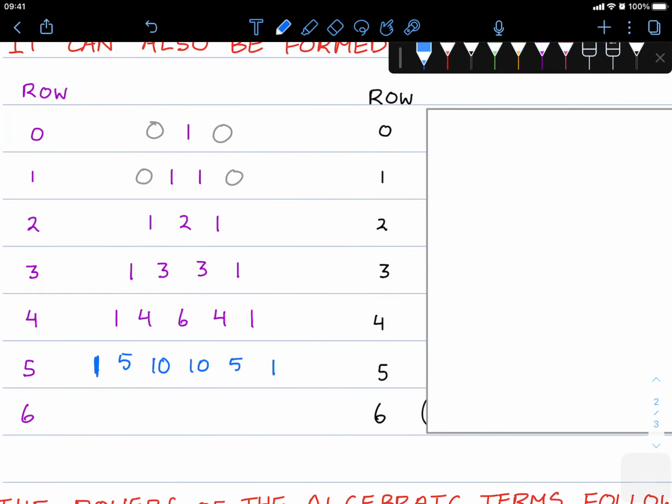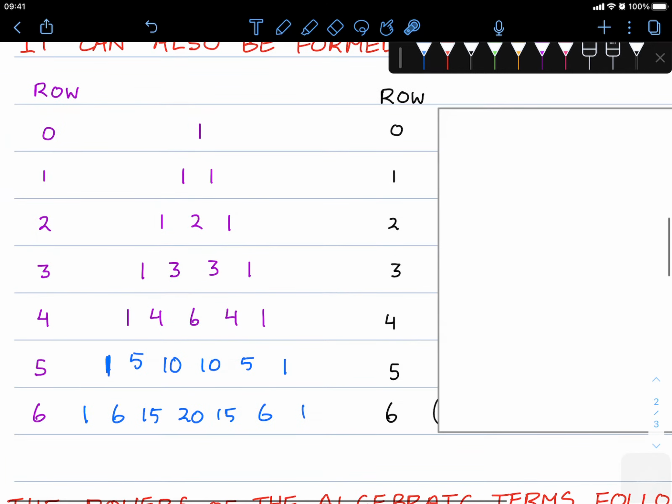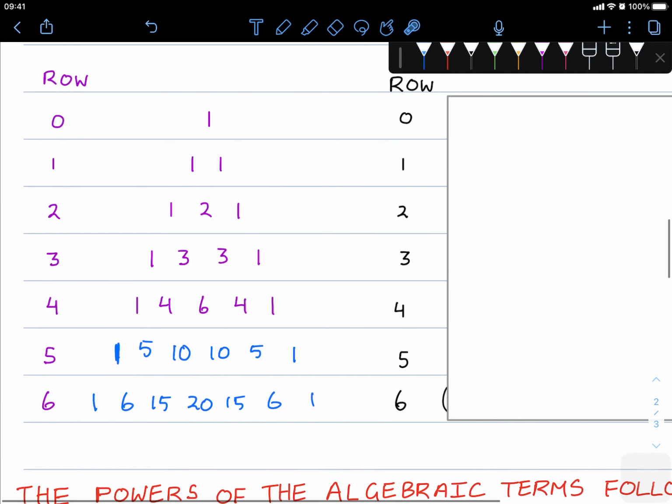We'll find the next row once again. 1. 1 plus 5 is 6. 5 plus 10 is 15. 10 plus 10 is 20. And then it actually mirrors itself here. Then it's going to become 15, 6, and 1. And we could continue this indefinitely. So we don't have to stop at 6, but just for the purposes of explanation, we'll stop there.